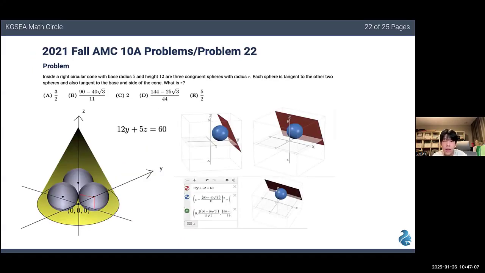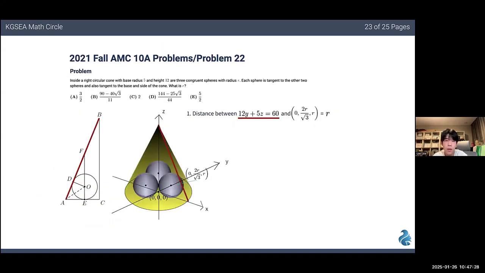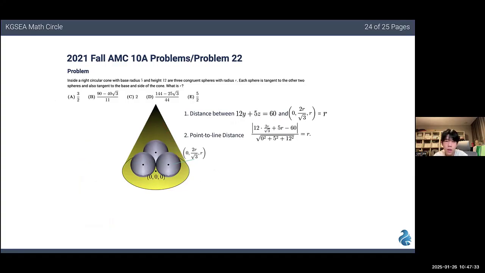We should note that the distance between the point and the plane given by this equation, which is 12y plus 5z is equal to 60, is r, because the sphere is tangent to this plane at one point. And thus, by the point-to-plane distance formula, we can find this equation, which finds r in terms of the distance from the point to the plane. Simplifying this using algebra, you can find that r is equal to (90 minus 40 root 3) over 11.